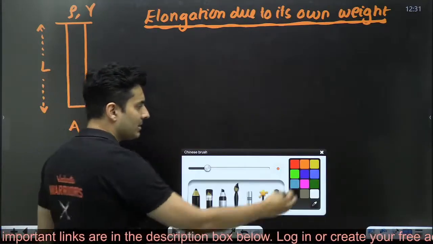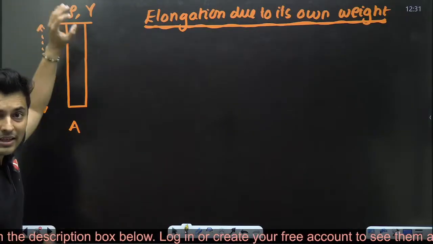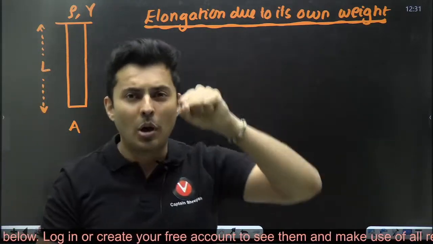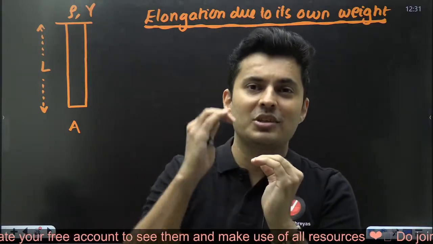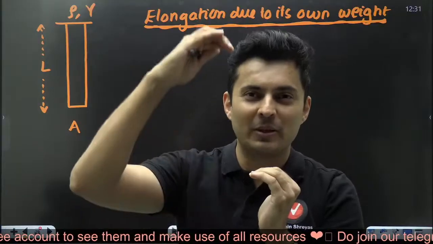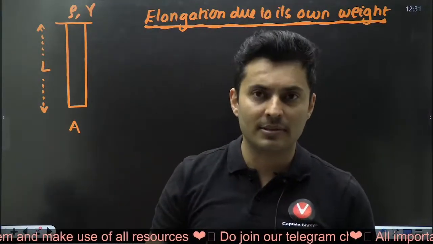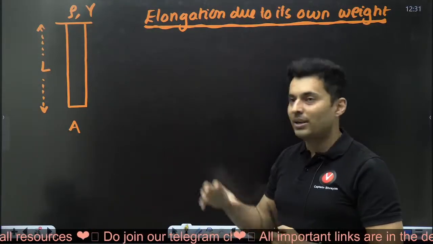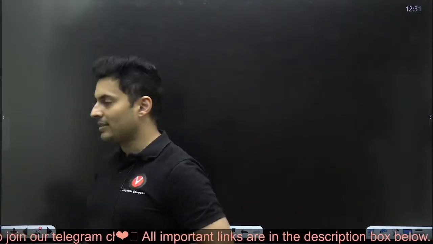So what happens is this rod will experience some stress because of its own weight. It will elongate, and the problem in this question is that the value of the stress is not uniformly distributed throughout the rod. Each and every point has a different value of the stress, and that's what is the catch in this particular problem. So let's understand why this happens.